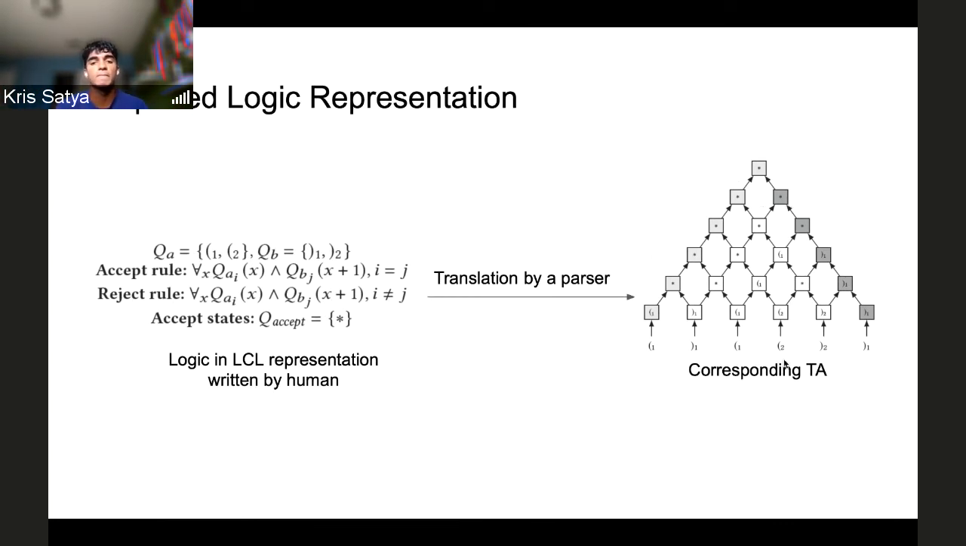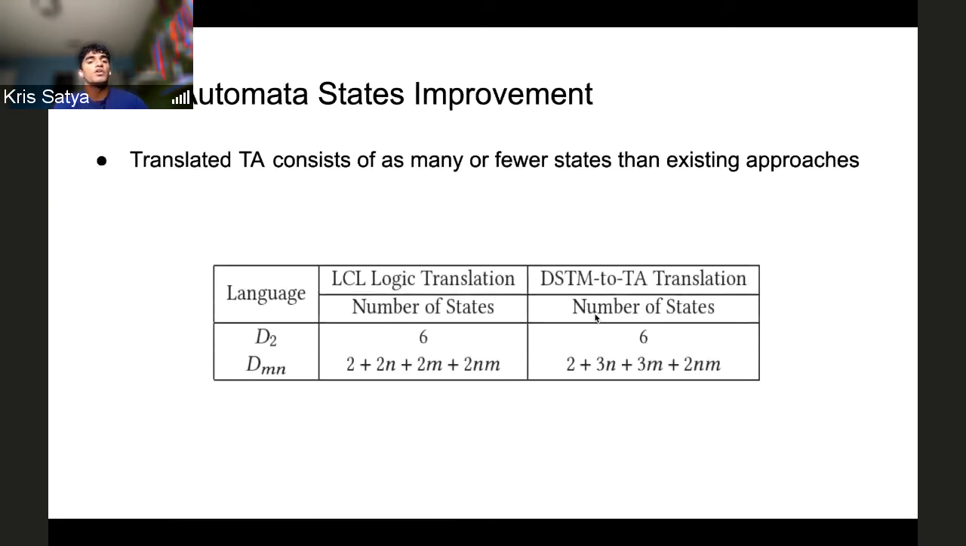Now, we've also observed that translating the LCL logic that we've created to its corresponding Trellis automata consists of as many or fewer states than existing approaches. So as you can see from this table here, in particular for DMN, which is interdyke, we use n plus m fewer states than existing approaches.